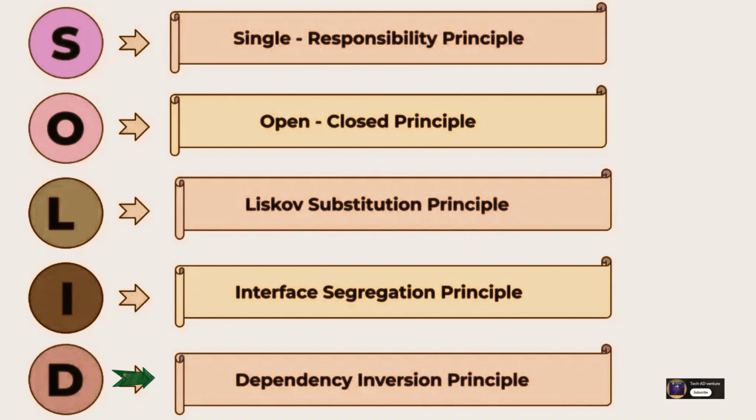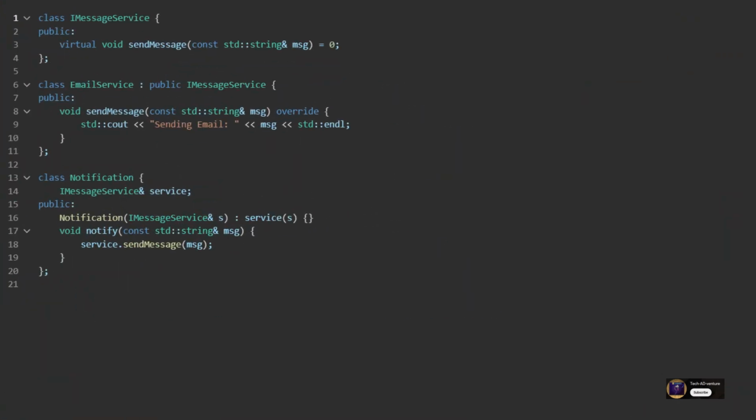This principle promotes the use of interfaces or abstract classes to decouple high-level and low-level modules. By depending on abstractions, you can change the implementation details without affecting the high-level logic. Example: instead of a class directly depending on a concrete implementation, it should depend on an interface or abstract class. DIP reduces the coupling between high-level and low-level modules, making the system more flexible. Makes it easier to test high-level modules by allowing the use of mock implementations.